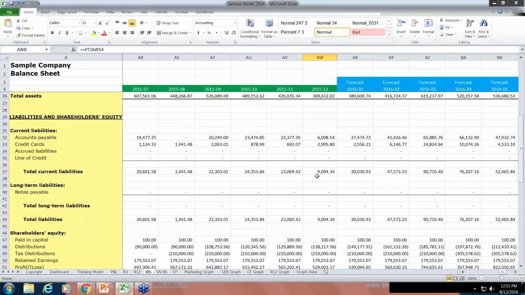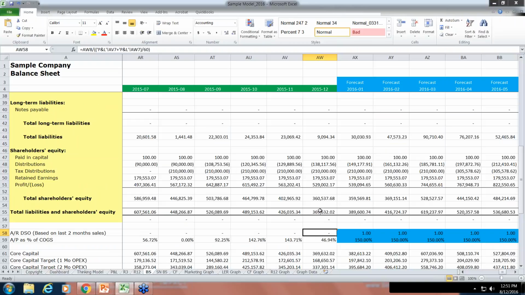We have a specific piece down here. We don't have it calculated, but it's called ARDSO, accounts receivable days of sales outstanding. And this allows us to show the difference of when you collect cash and when you expect cash. And that allows us to show that break-even piece.